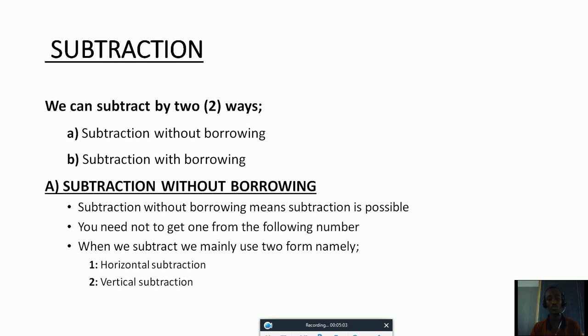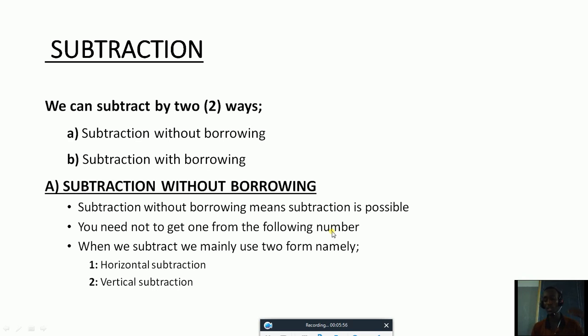Now let's start with subtraction without borrowing. Subtraction without borrowing means subtraction is possible. As I said earlier, you have a big number and you subtract a small number. For instance, you have 9, you subtract 5, which is possible. If you have 9 things, you can take away 5 things and you will remain with a certain value. You need not get 1 from the following number. It means you are not going to borrow. That's why we say without borrowing.